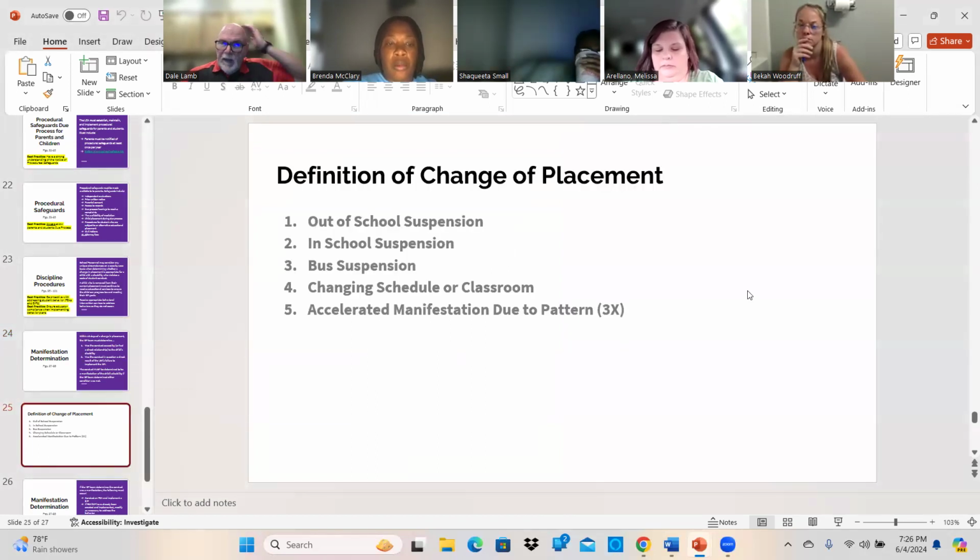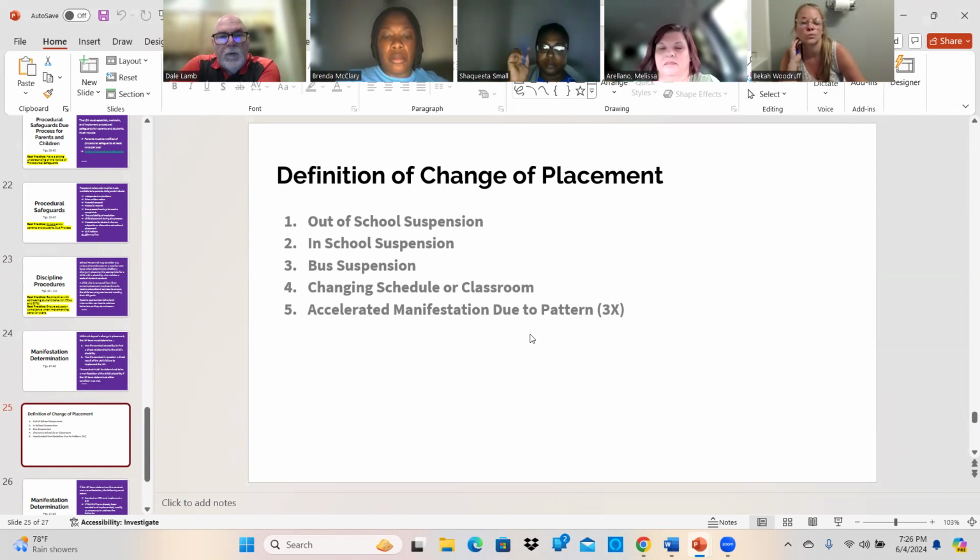Definition of change of placement. I think you can see how crude this slide looks compared to the rest. This is my slide. This is what I contributed to this one. You can see I'm not too good. Definition of change of placement: out of school, in school, bus, changing schedule, or classroom. That's what button C, accelerate. And then the other one is you have to go to the manifestation. You have an accelerated manifestation of kids showing a pattern. This is the one that always gets beginning administrators, and I'll explain that one in just a minute.